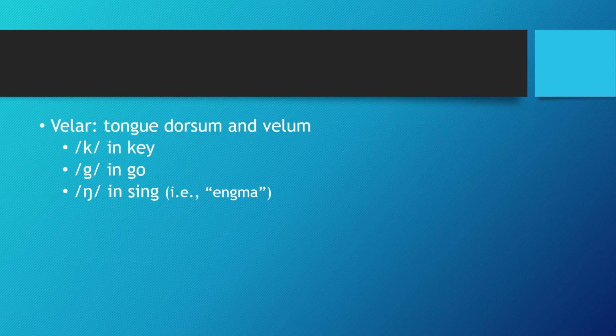And we have the velar sounds, where the tongue dorsum, or the back of the tongue, and the velum come together. So the k in key, the g in go, and then that ng in sing, which is called the engma. So that symbol in itself has a name.